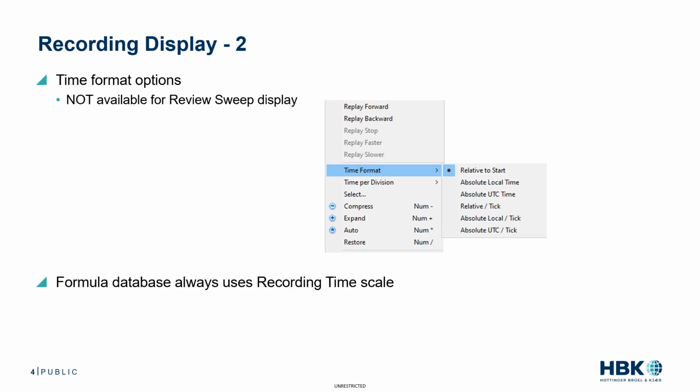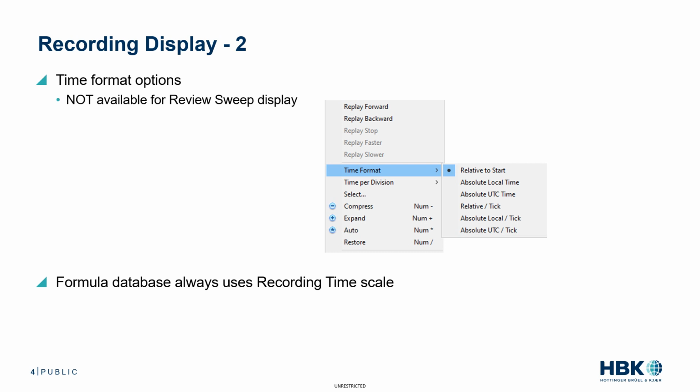Since the recording display has a standard time axis, you can adjust the time format used in the display. Hold your mouse over the time axis of the display and right-click to open the menu shown here. By selecting Time Format, you see several options.